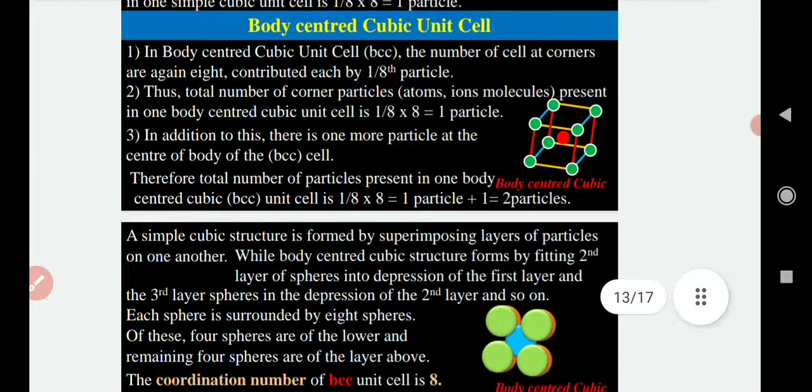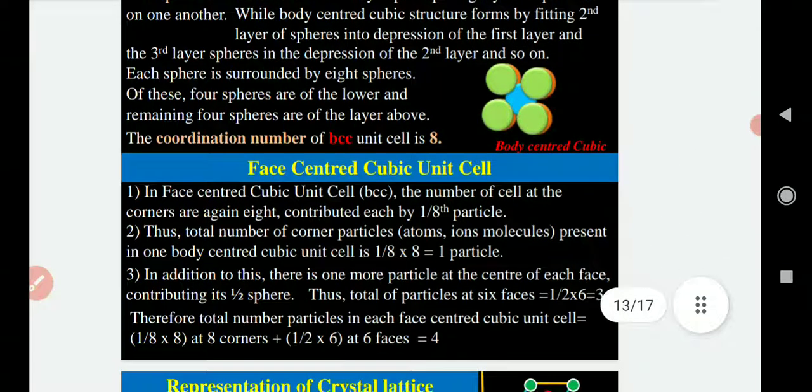In this case, in the diagram you can see that at 8 corners 1/8 particle is present and 1 particle at the center. So therefore the total number of particles present in one body centered cubic, that you call BCC, is 1/8 into 8 plus 1, that is 2 particles are present in case of body centered cubic.